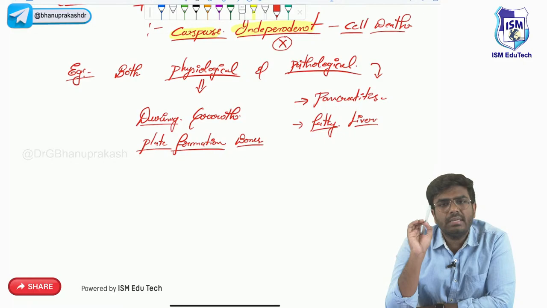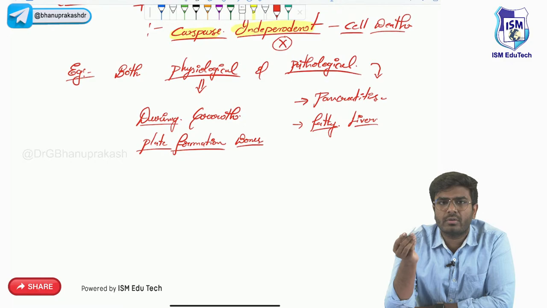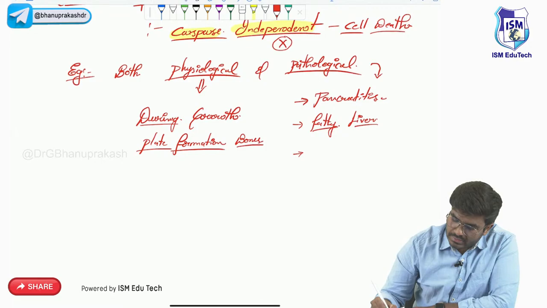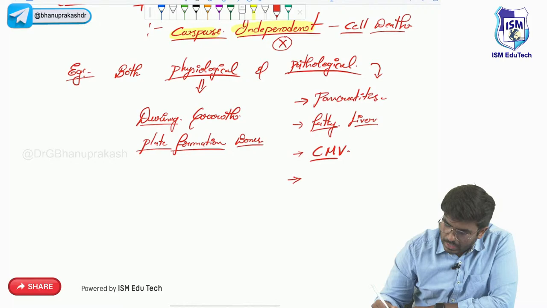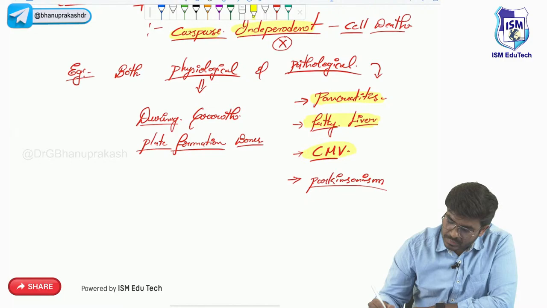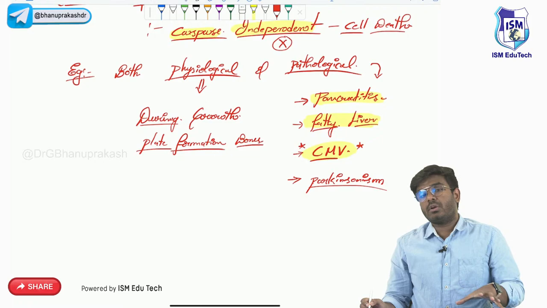See here, there are millions and millions of cells. Most of the cells are undergoing liquefactive necrosis, true. But a certain amount of cells will also undergo necroptosis. So, in acute pancreatitis, fatty liver, as well as cells infected with cytomegalovirus, MCQ. And if a patient is having Parkinsonism, the neurons will also undergo necroptosis. At least what I want you to know here is steatohepatitis, fatty liver, pancreatitis, especially cytomegaloviral infections. If cells are infected with this virus, the cells will undergo necroptosis.